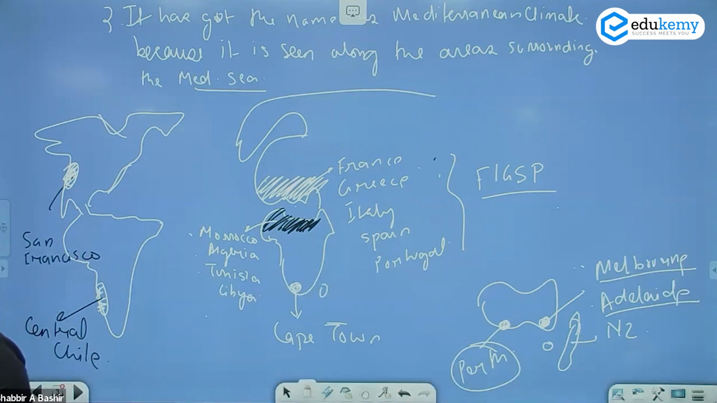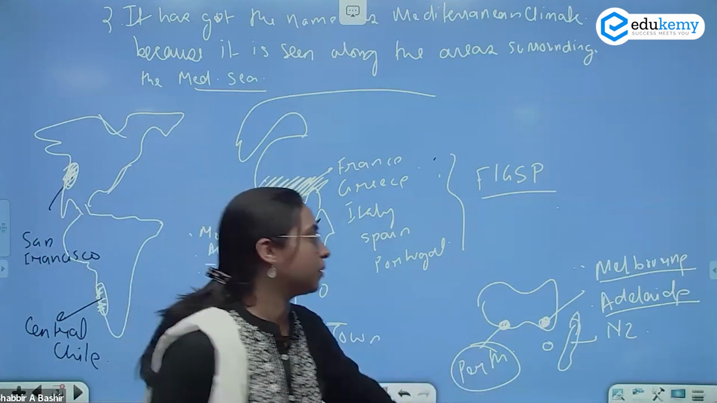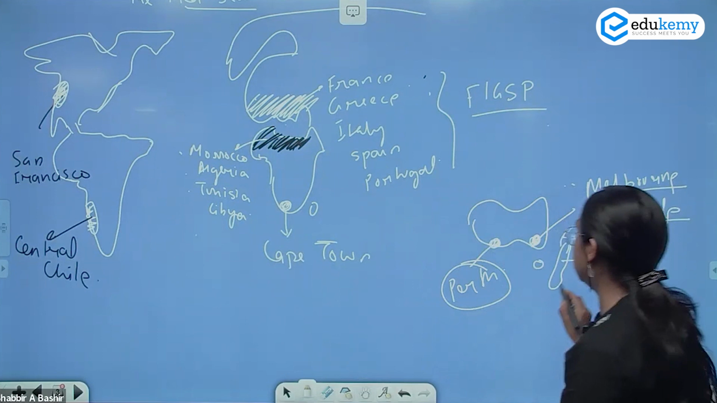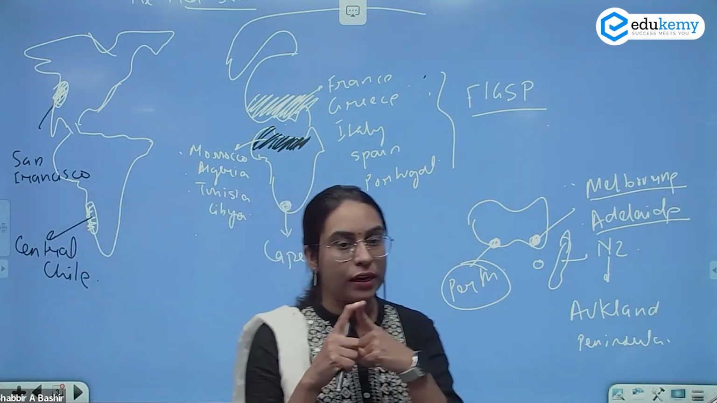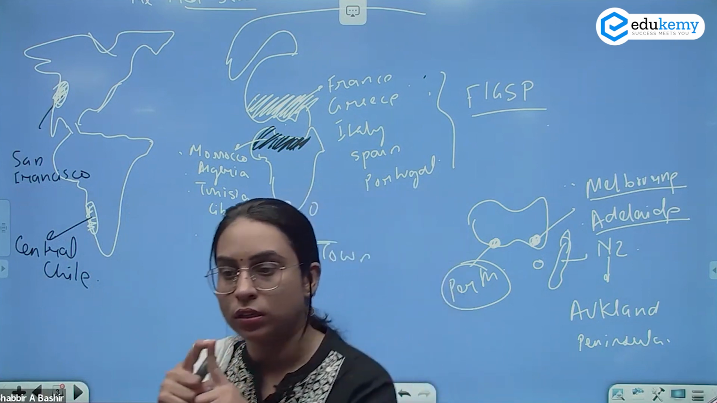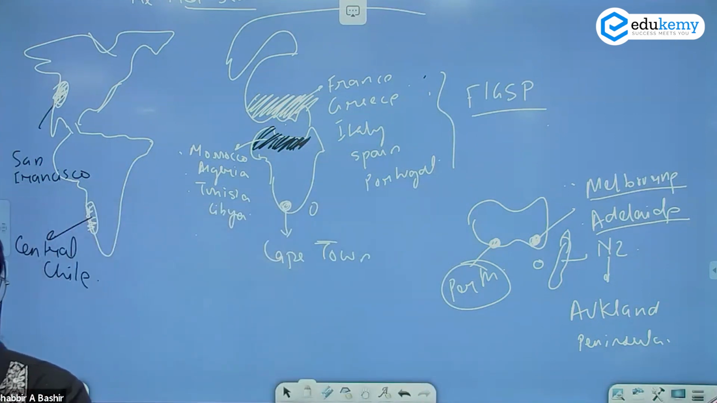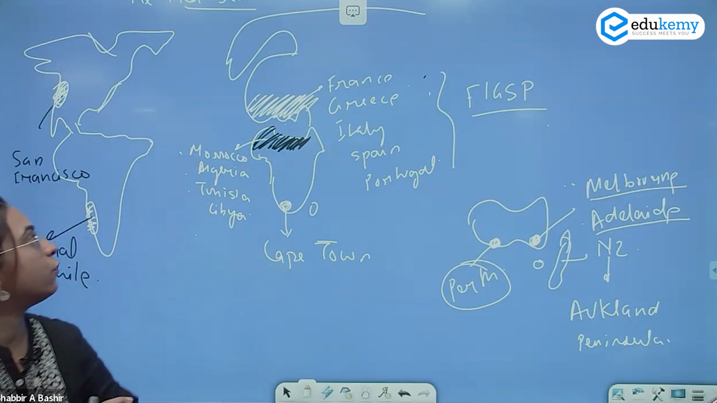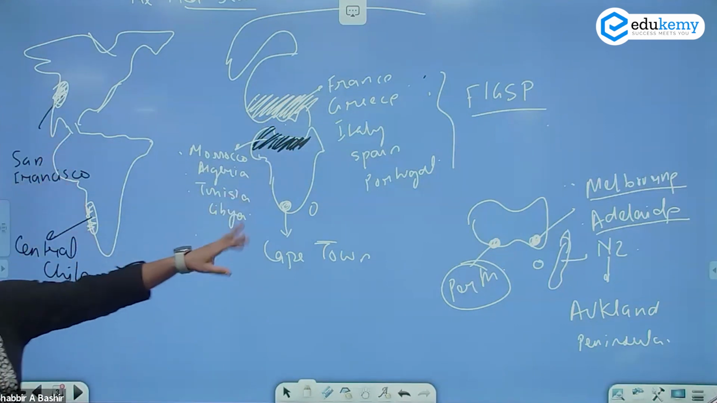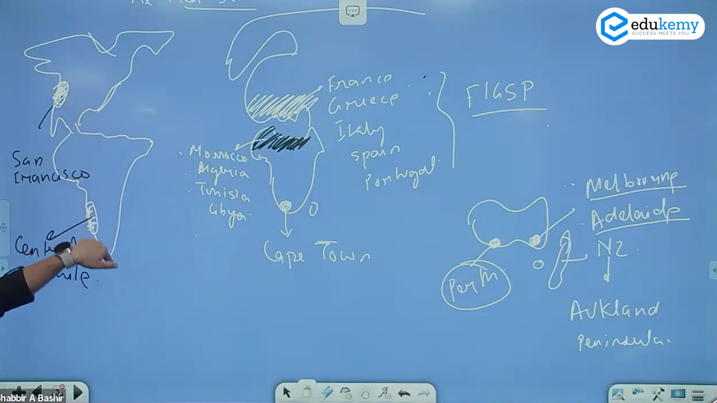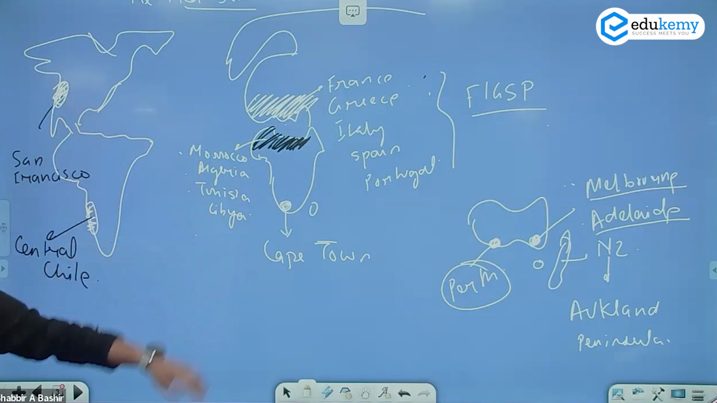In some regions of New Zealand, near the Auckland Peninsula. So what is Mediterranean climate? It is the warm mid-latitude, western margin type of climate. Where do you find it? Majorly, you find it along the Mediterranean Sea, and the other regions where you have it are North America, South America, Australia, and New Zealand.